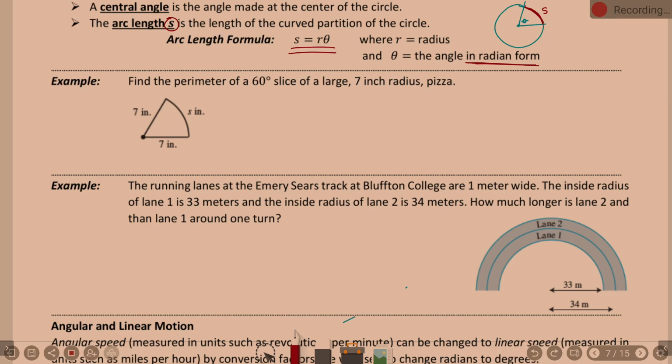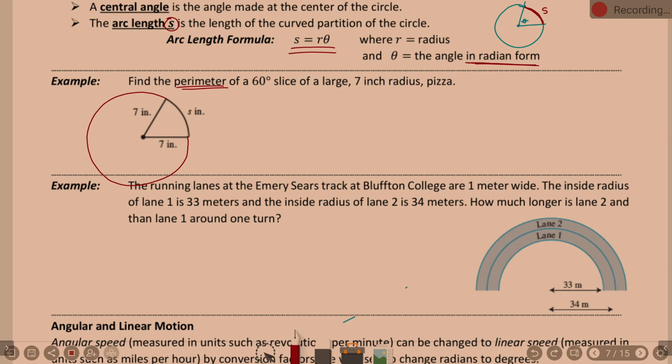Okay. So this example. Find the perimeter of a 60-degree slice of a large 7-inch radius pizza. Okay. So what's this picture showing? This picture is the piece of pizza. Because what's the idea? There's the whole pizza, right? Such a good circle. Until the very end, it wasn't bad. So I'll take it. It's better than most, right? Okay. But what are we trying to find? We're trying to find the perimeter of this piece here.